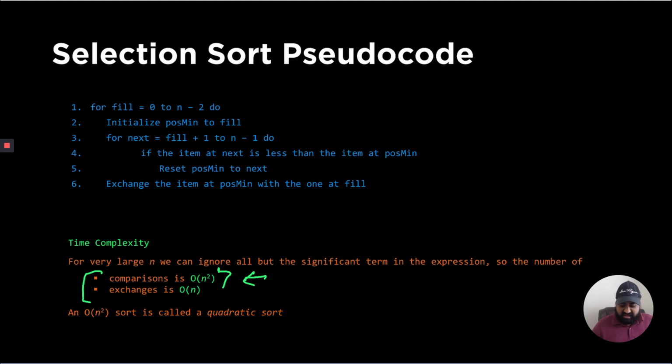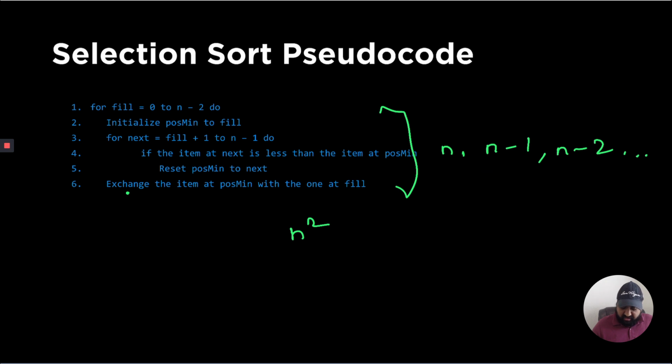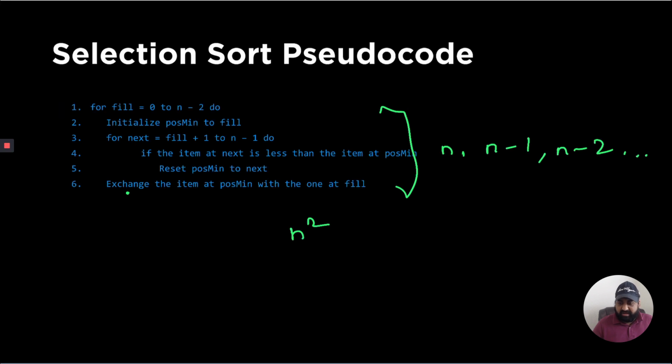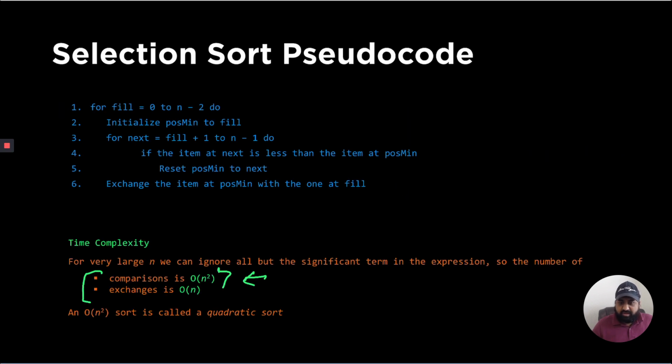n. That's because the inner loop keeps track of the minimum element, so at every iteration we are doing just one swap, only one exchange. That's why the exchanges will be of the order of O of n. This sorting approach is a quadratic sort, and it's not that time efficient. But the only good part is that it does not require any additional memory. We are sorting in place, we don't require a new array, so the space would be of the order of O of 1.